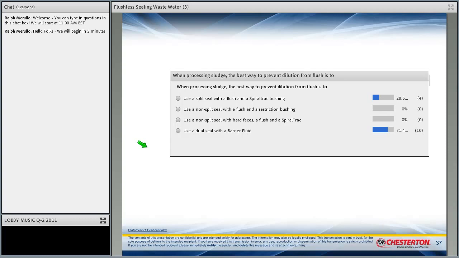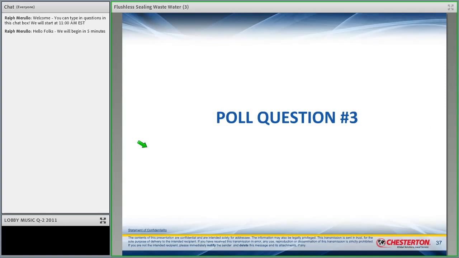So in sludge services, generally a dual seal is the only way to do it without a flush completely. And I'm talking about high concentration sludge. In lower concentrations, you can do it with hard face and a spiral track without a flush. Perfect. So let's end this poll, and let's keep going here.